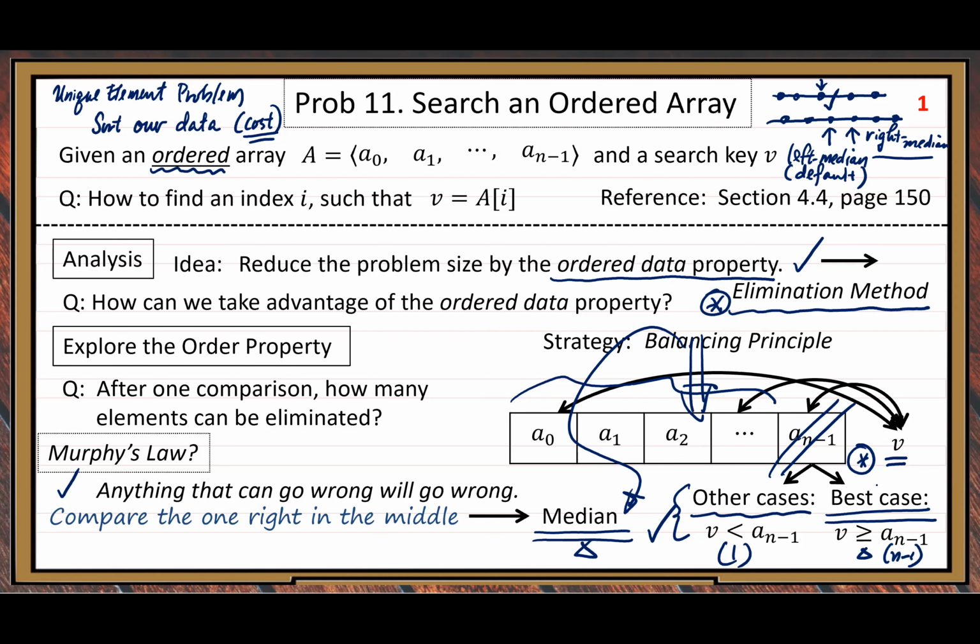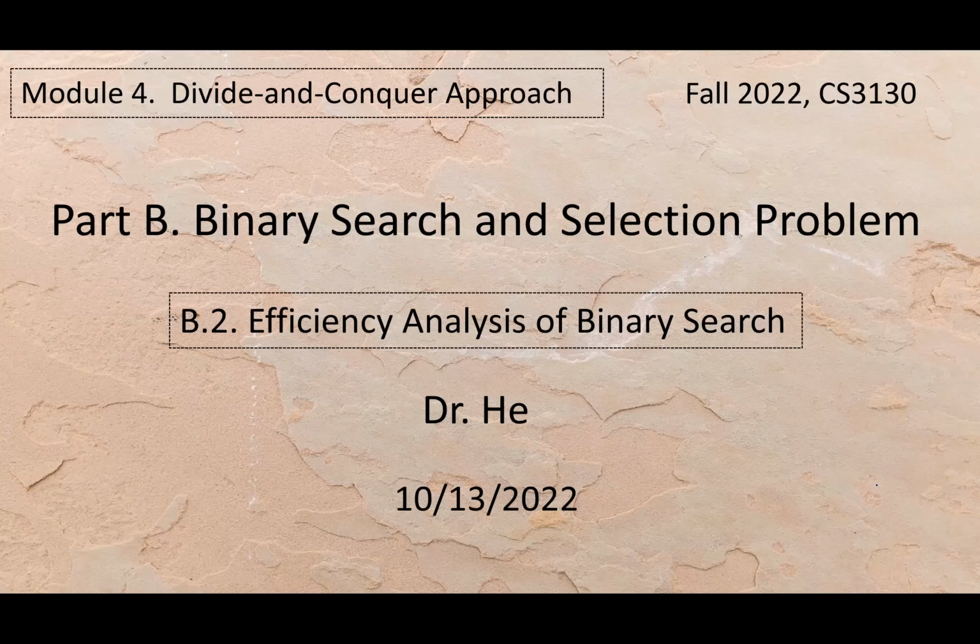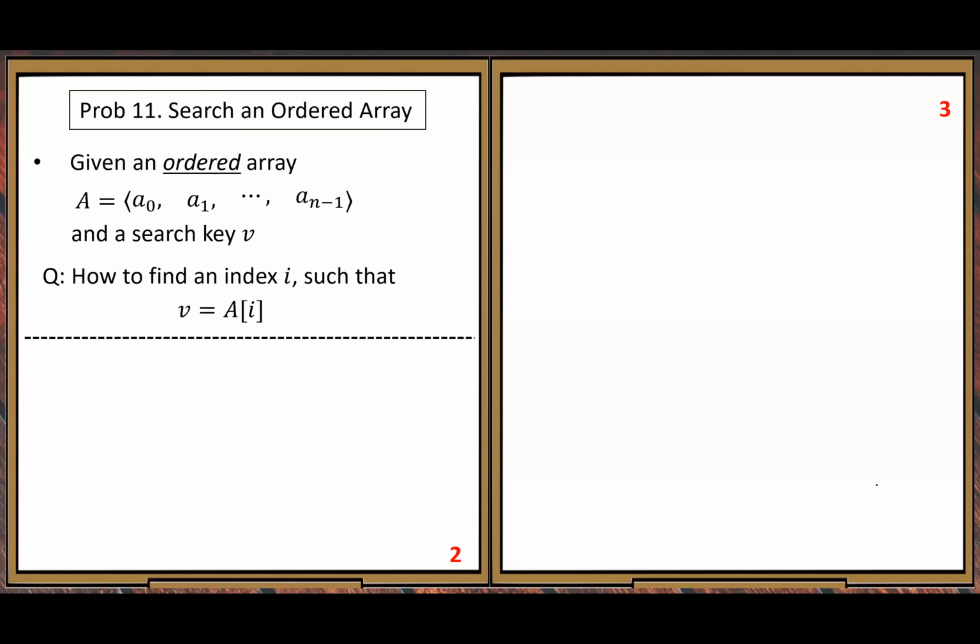So with that, our conclusion is that every time you can throw away 1/2 of the elements. That's the elimination. This is the result of our elimination. With this understanding, let us do the remaining work of our binary search, and at the same time, we'll look at the efficiency analysis.